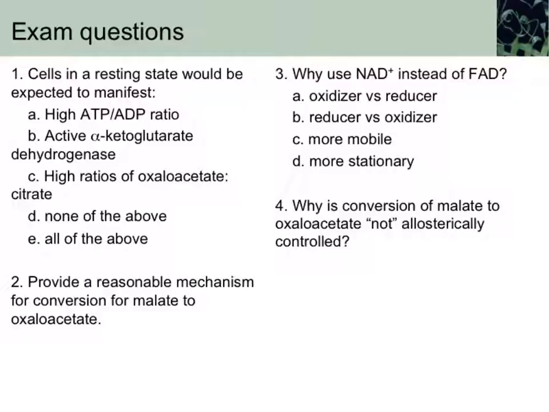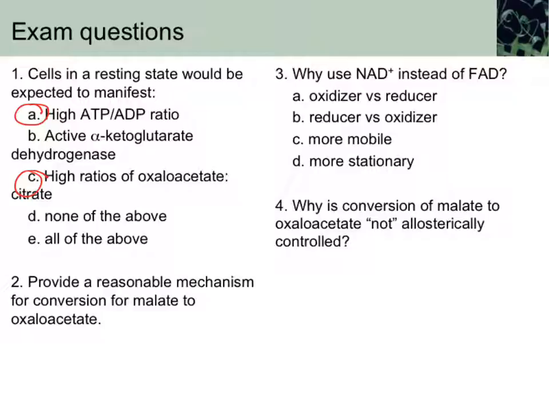So, cells in a resting state. When we went through and looked at this, we said our correct answers were a high ATP to ADP ratio and high ratios of oxaloacetate to citrate. So in a resting state, we don't want the Krebs cycle running. The way we shut down the Krebs cycle is high ATP, so it makes sense to have more ATP in there.